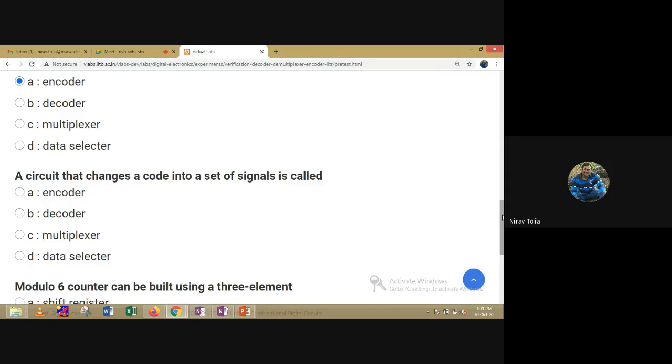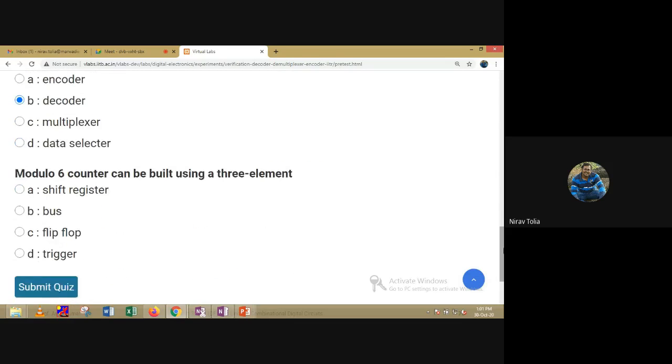The next question is, a circuit that changes a code into a set of signals is called a: encoder, decoder, multiplexer, or data selector? Okay, so Rajesh gives the answer B. I think Parth gives the answer A. Mahima gives the answer B. Jenny also gives the answer B. So we have an input as a code, and that code is converted into some signals. So the decoder is the device which decodes the code.